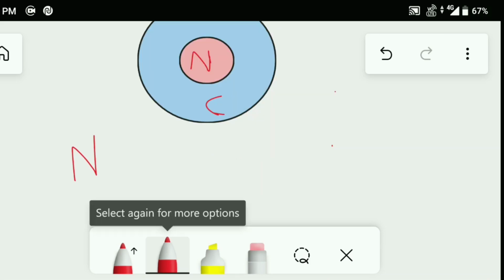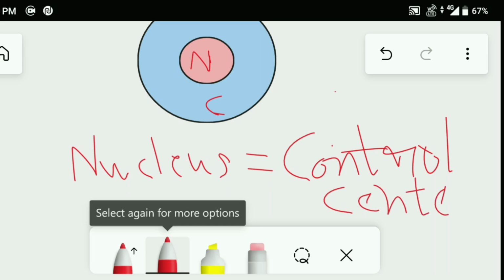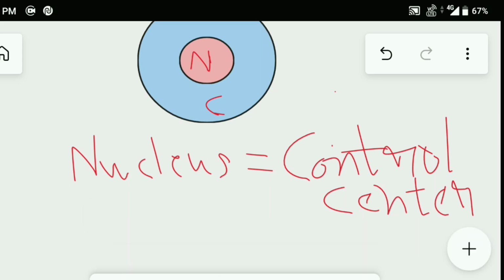So the nucleus is equal to control center. Control center. Now you understand what a nucleus is.